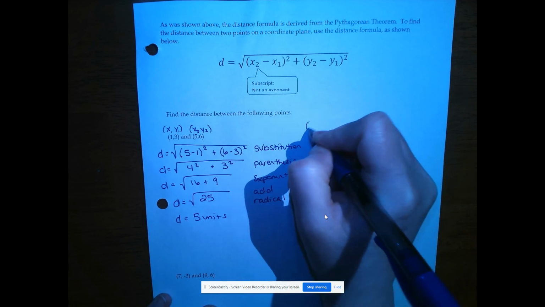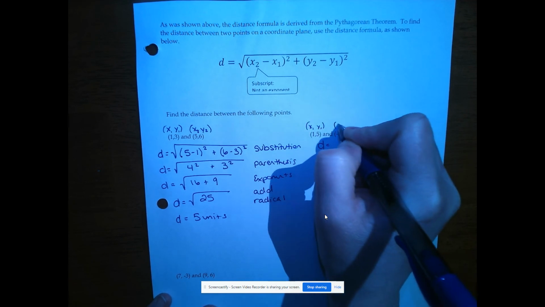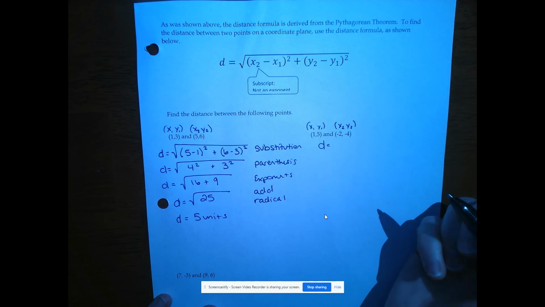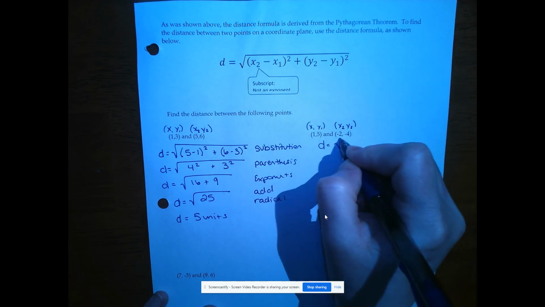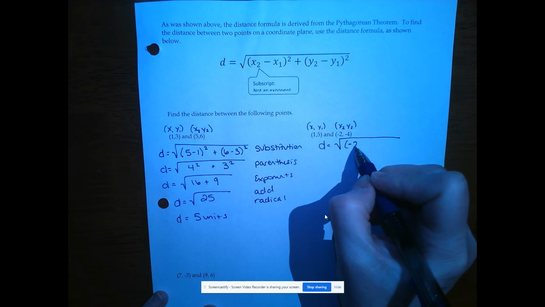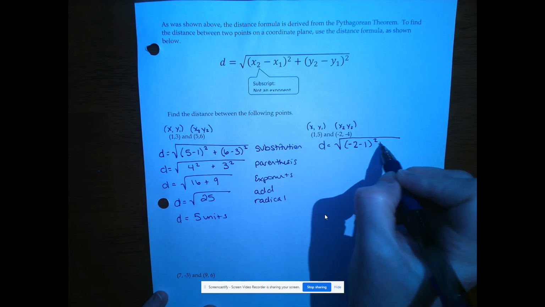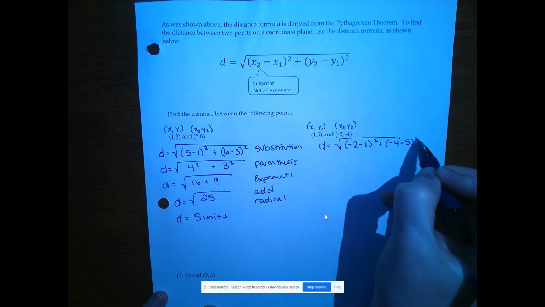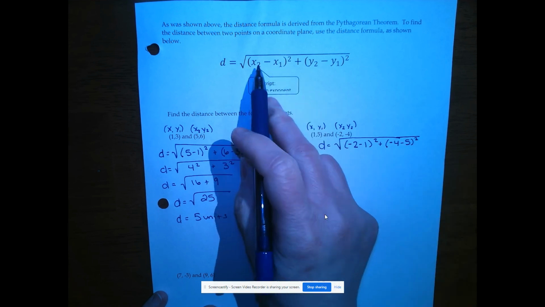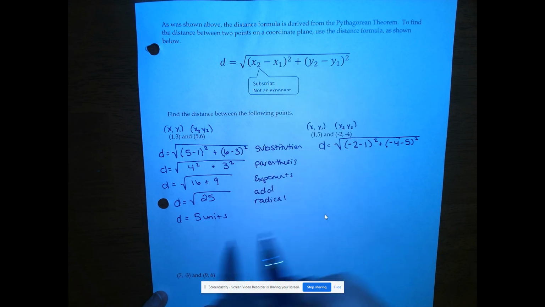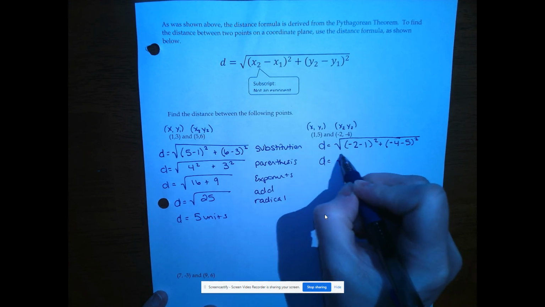So here's my x1, y1. Here's my x2, y2. Got some negatives this time, so I have to make sure I'm good with my adding and subtracting negatives. I'm going to write down my radical. I've got to subtract the x coordinates, negative 2 minus 1 squared, plus I've got to subtract my y coordinates, negative 4 minus 5 squared. Always refer back to here. Make sure you don't forget any of the parts. Don't forget the plus sign in between. Don't forget the 2 exponents. So I've got my radical.